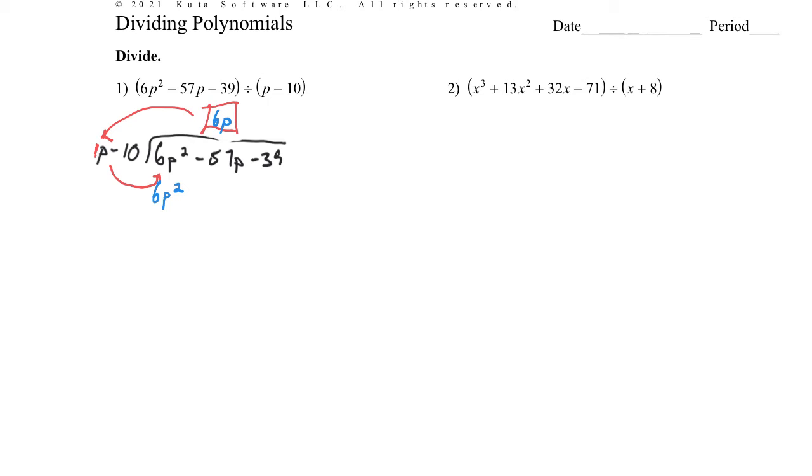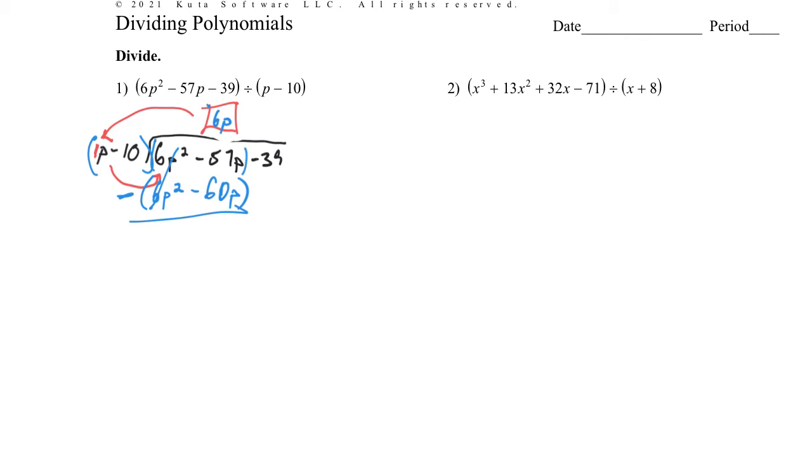And then what I do is distribute this 6p into the 1p minus 10. So 6p times p is 6p squared. 6p times minus 10 will be negative 60p. And then what you're doing is subtracting this polynomial from the first two. So 6p squared minus 6p squared cancels out, which they always should. If they don't, then you picked the wrong number to put up there in that red box.